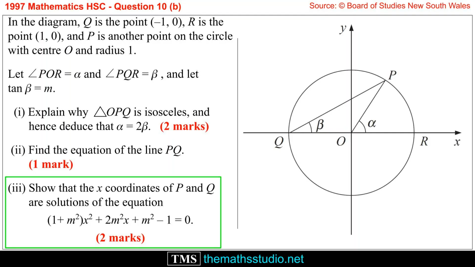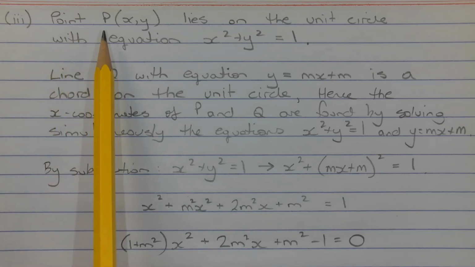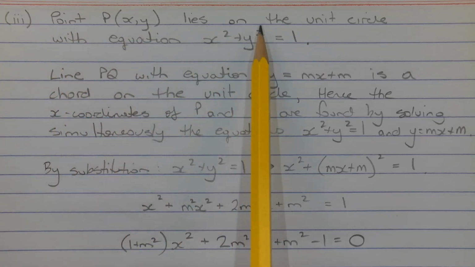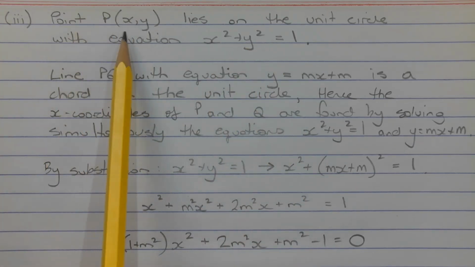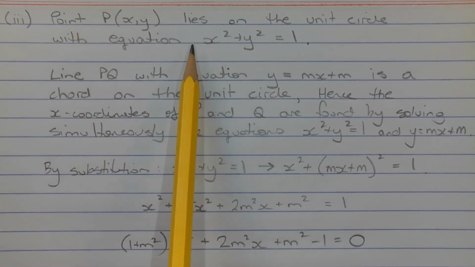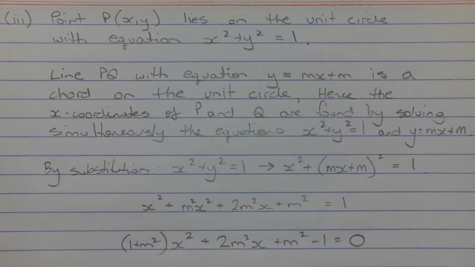Part 3. Show that the x coordinates of P and Q are solutions of the equation (1 plus m squared) times x squared plus 2m squared x plus m squared minus 1 equals 0. The point P with coordinates (x, y) lies on the unit circle, which has equation x squared plus y squared equals 1. In other words, the coordinates of point P, when substituted into this equation, satisfy that equation.